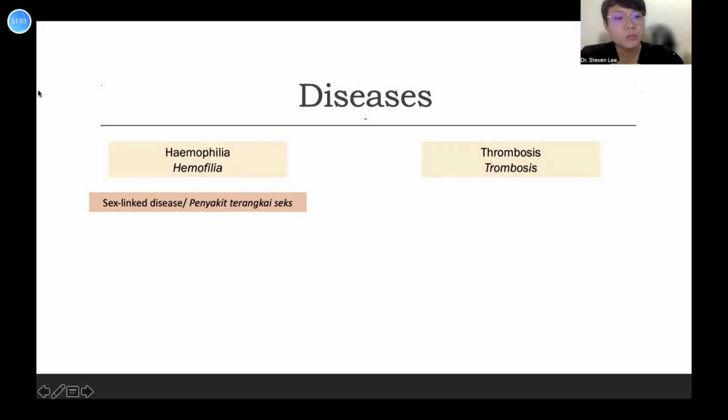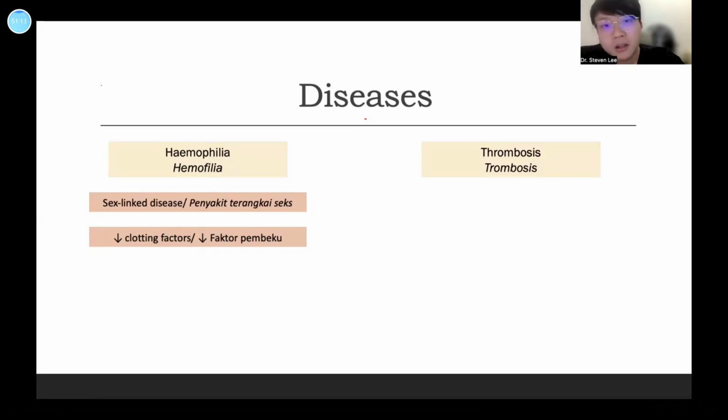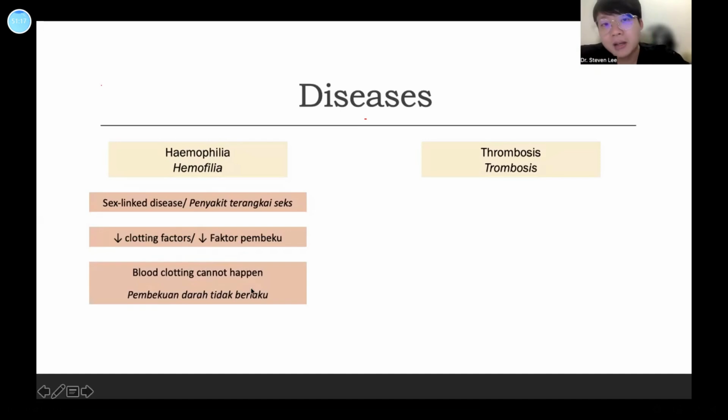Next, you have to remember that in hemophilia, the problem is you lack clotting factors. Isu dia adalah kekurangan clotting factors. Kurang faktor pembeku. Which factor? It's factor 8 or 9. So we have hemophilia A and hemophilia B, but that's not very important. So blood clotting cannot happen, which means the person will experience excessive bleeding.